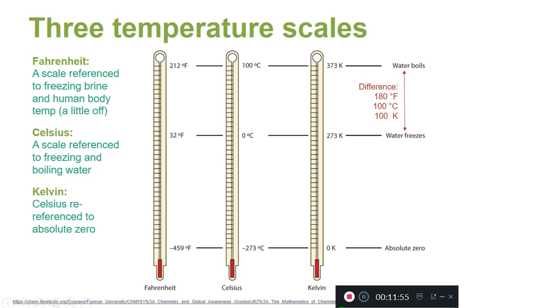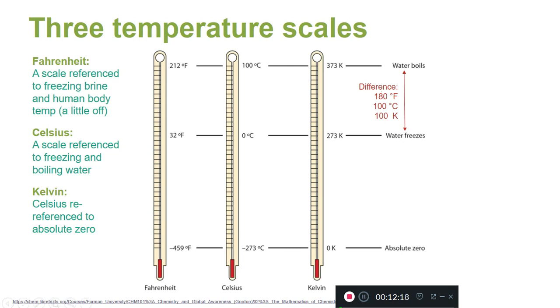And 100 degrees Fahrenheit was based off of the temperature of the human body. Now, we know the normal temperature is 98.6, so it's not quite 100, but this scale was determined many years ago, and so at that point, based off of the accuracy of their measurements, 100 was considered the body temperature.